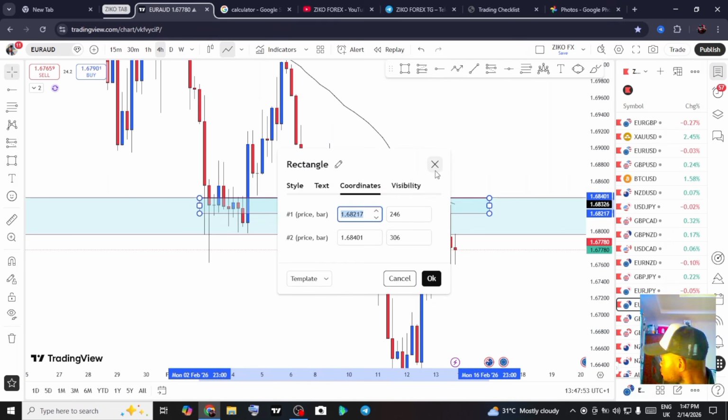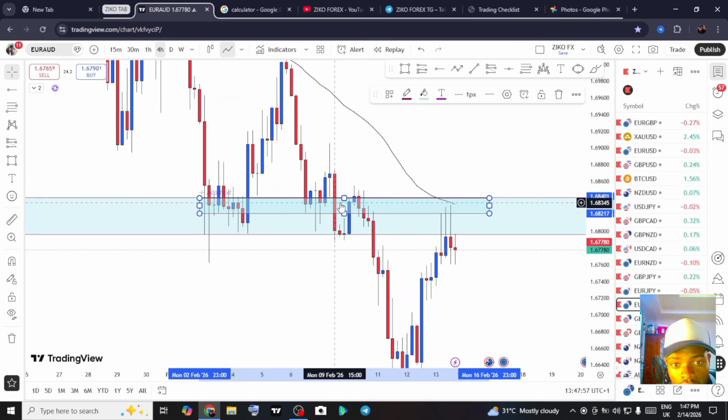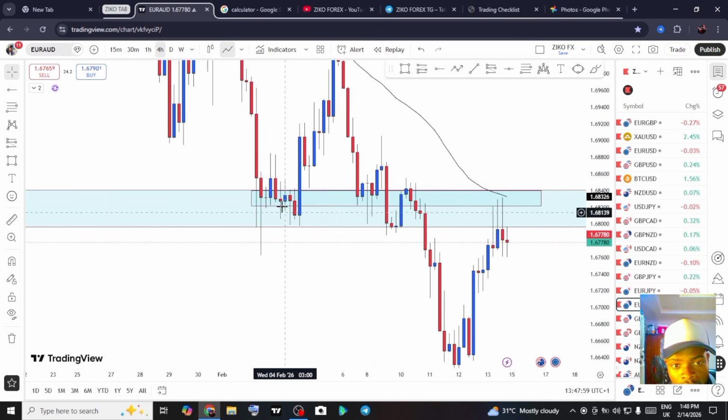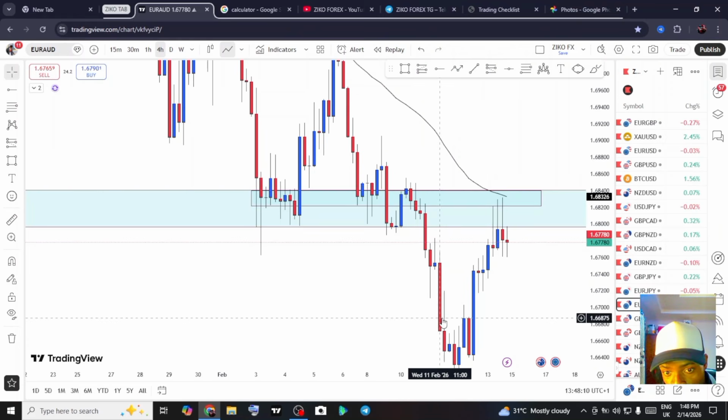So if you look at this right here, to me this is a 4-hour area of interest and it is valid enough, because right here we rejected from this area and we pushed to the upside. We came back to that area and we stalled again. We pushed to the upside. Then we broke that area to the downside, as you can see, and when we approached that area again, we sold strongly to the downside.